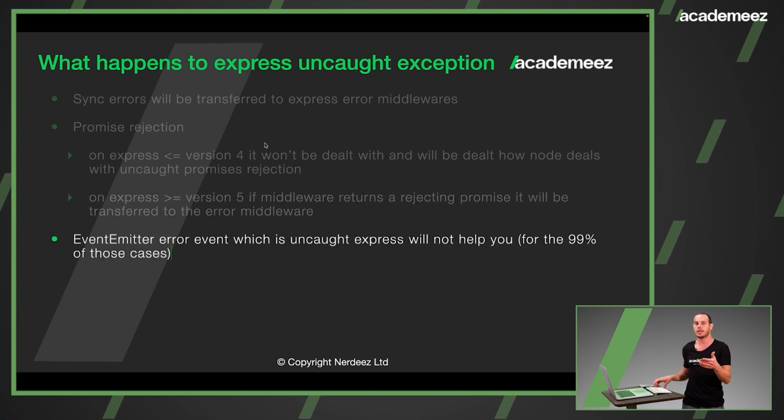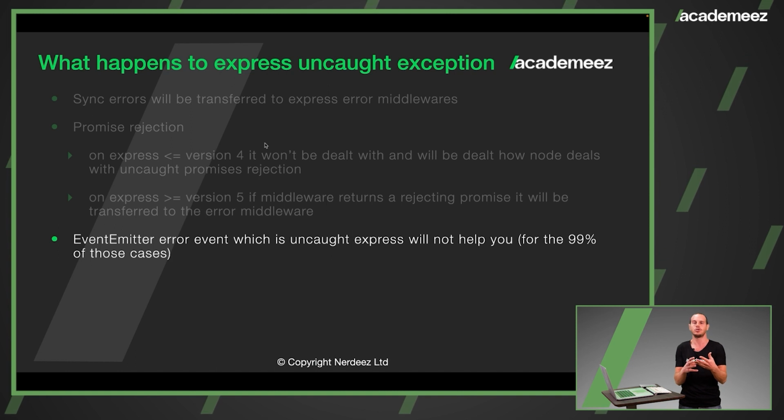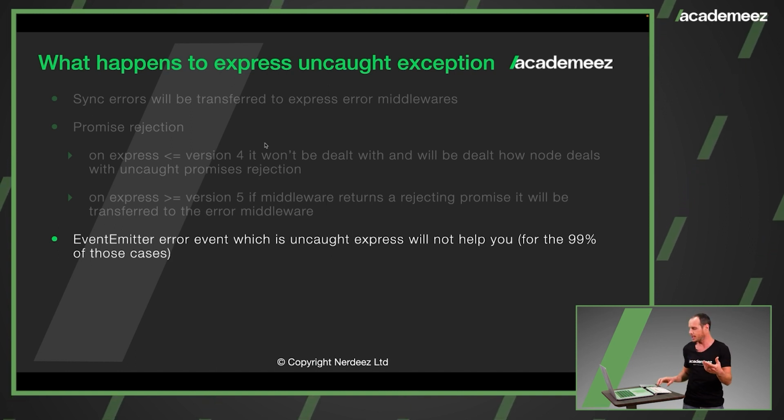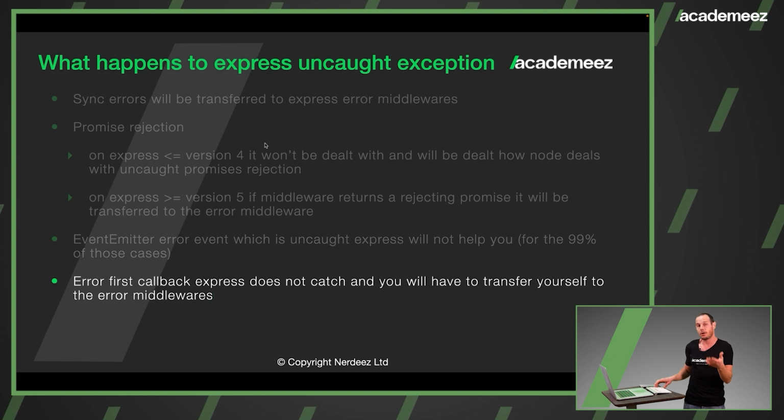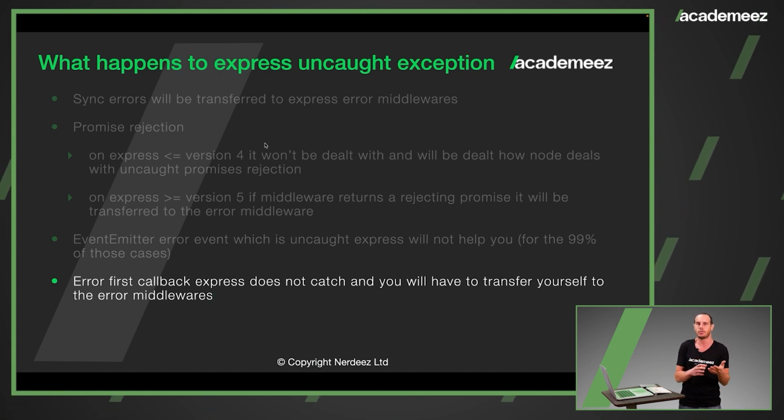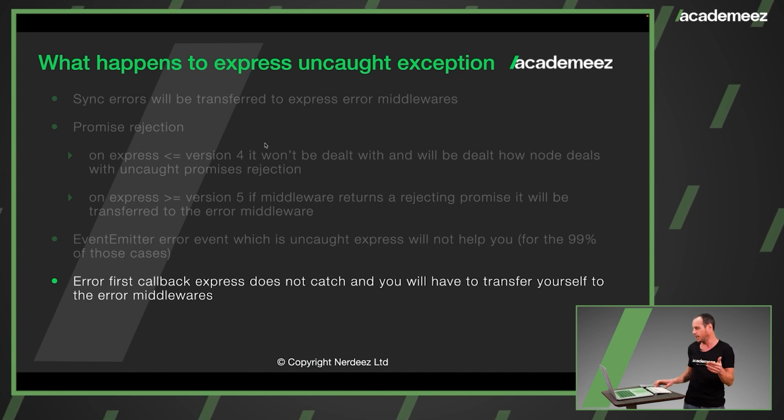On EventEmitter, in 99% of the cases the event emitter is usually in some sort of async code. Express will not help you catch that, and if you're not implementing the error event, your process will crash. With an error-first callback, nothing will help you, not Express, not your Node process. You'll have to catch the error and transfer it yourself to the error middleware.